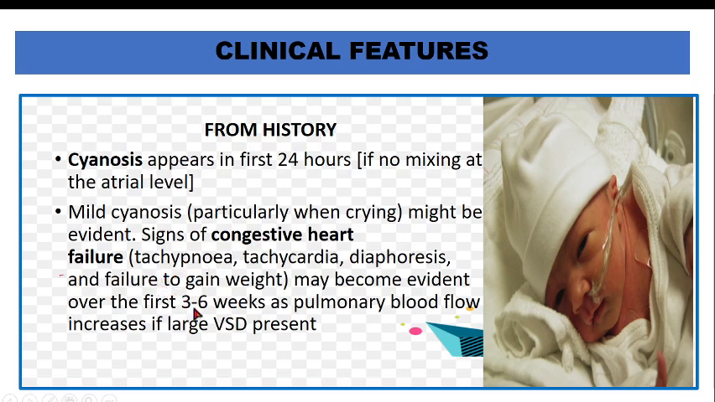At the age of the first 3 to 6 weeks. If you remember our previous classes, we know that there is weight loss in the first 7 to 10 days of life. After that, the child gains weight very fast. But if you take the first 3 to 6 weeks, that is till 1.5 months, you will find that there can be tachypnea, that is the respiratory rate will be more, tachycardia, the heart rate will be more, the child will be sweating, and the child will not be gaining weight. This usually occurs if there is a large VSD and signs of excessive pulmonary blood flow.